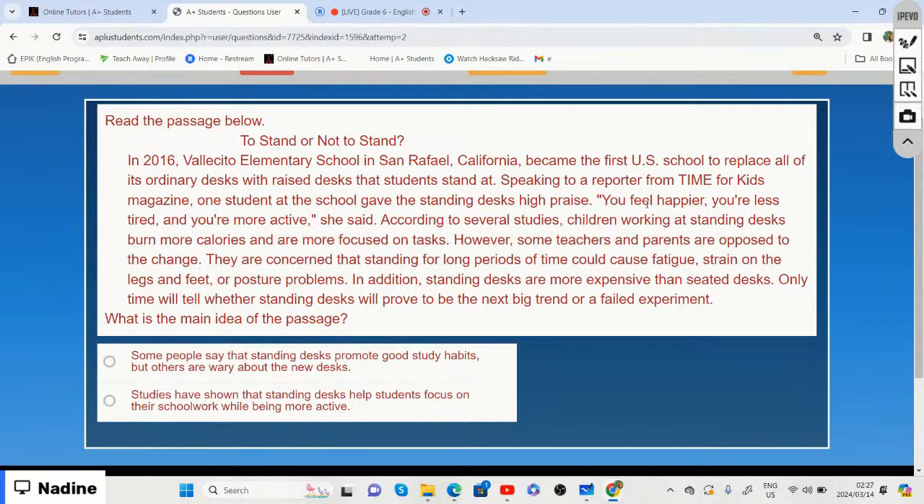All right. Now we need to select the main idea within that passage. Is it the first option: some people say that standing desks promote good study habits, but others are wary about the new desks? Or is it C: studies have shown that standing desks help students focus on their schoolwork while being more active? We need to select the correct answer.